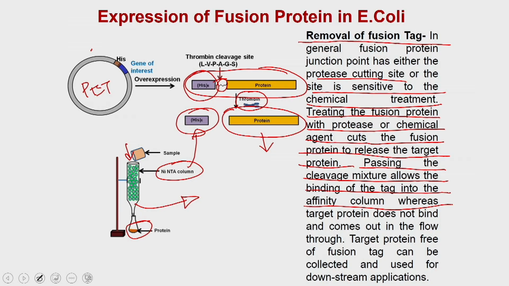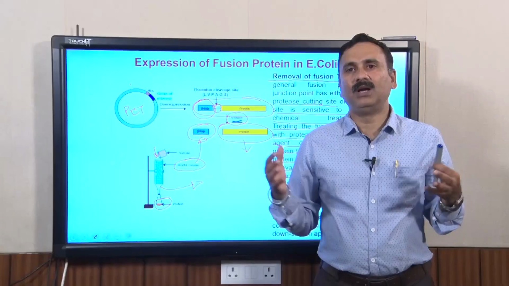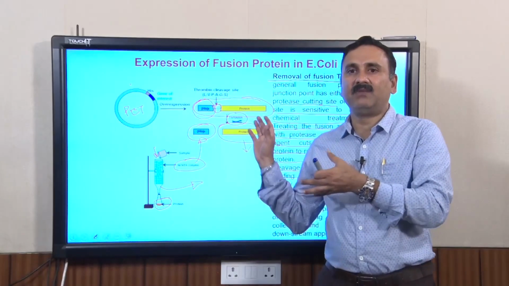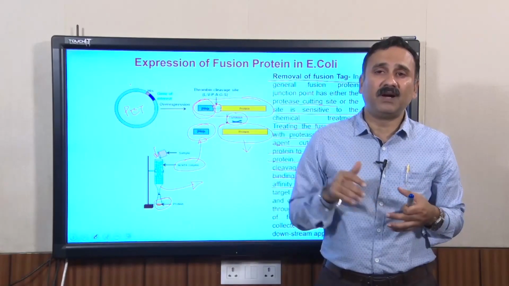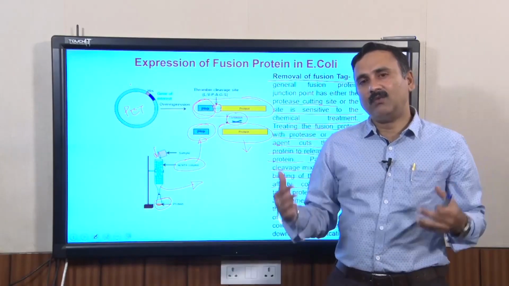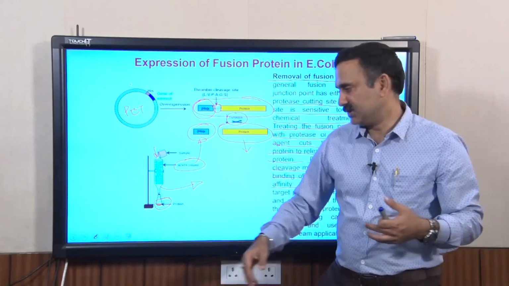So, this is all about the overexpression and production of protein in the E. coli expression system. We have discussed many aspects which are very common for the other expression systems as well. Now, we will move on to the next expression system.